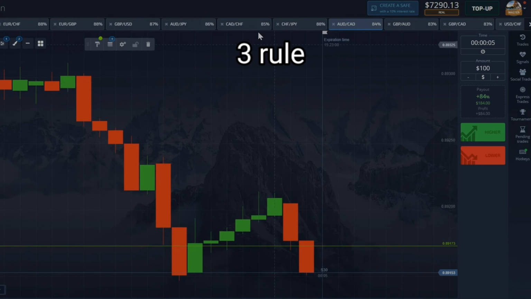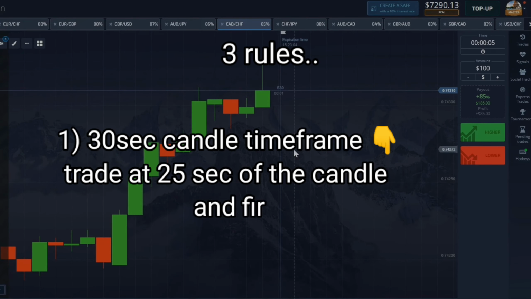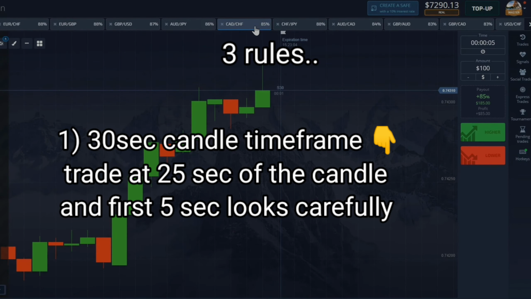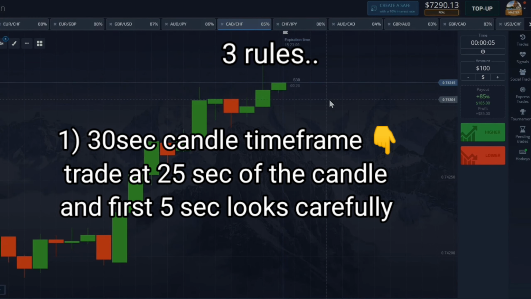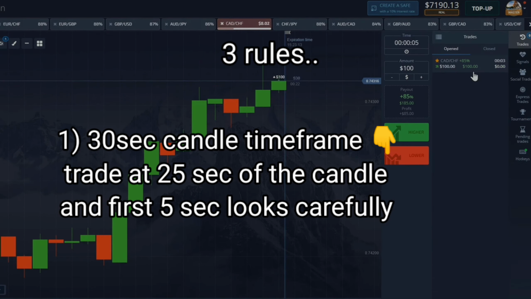And here are the 3 rules which you have to follow. The first rule is, you have to trade the exact candle at 25 seconds, and that candle should already be in green or red for the first 5 seconds. Do not take a trade when it turns green and turns red.